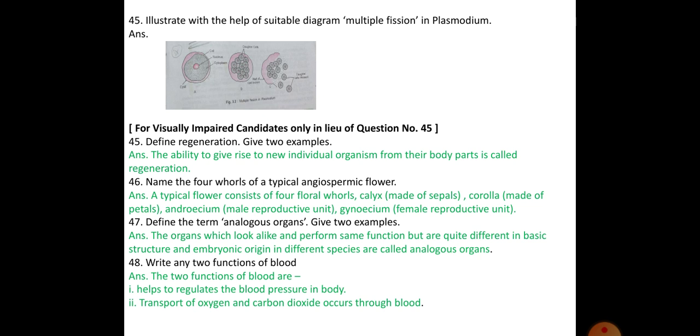Illustrate with the help of a suitable diagram multiple fission in Plasmodium. This figure you can see in your textbook also. If it is not clear, you can clarify it from your textbook. Next, define regeneration. Give two examples. The ability to give rise to new individual organisms from their body part is called regeneration.